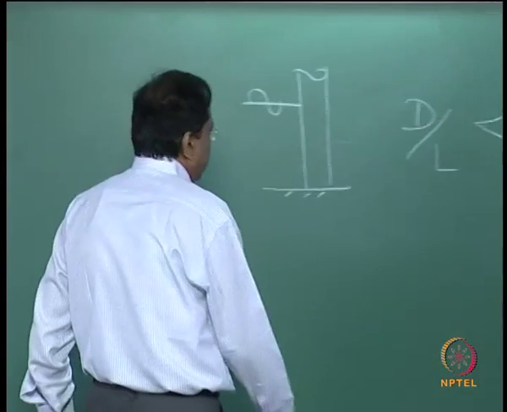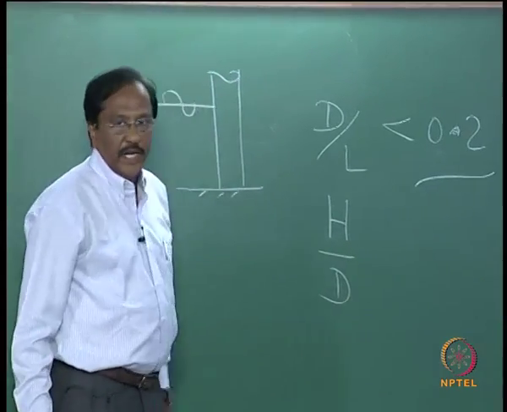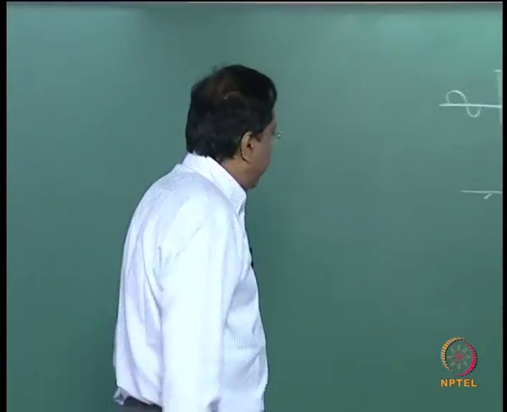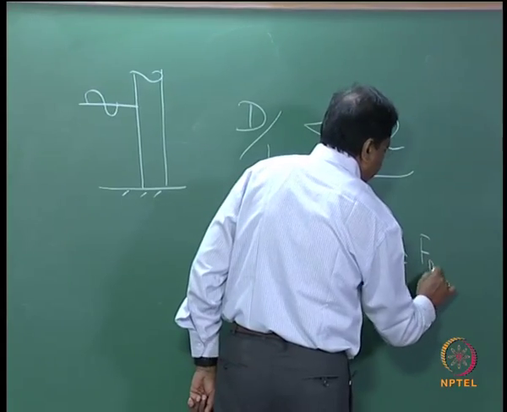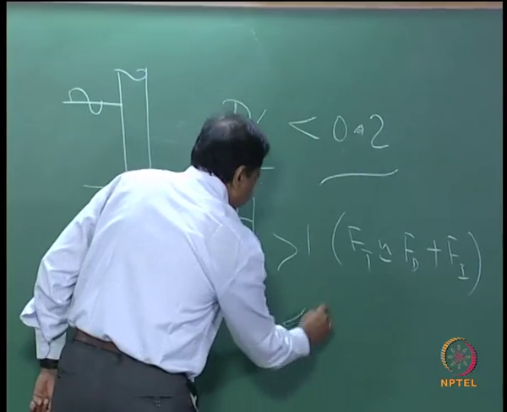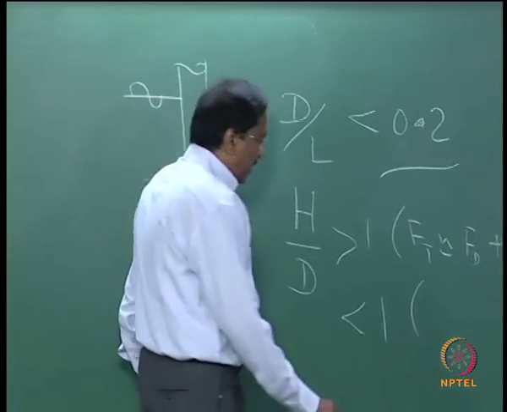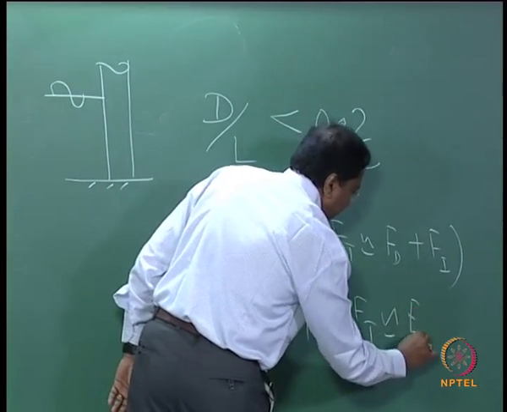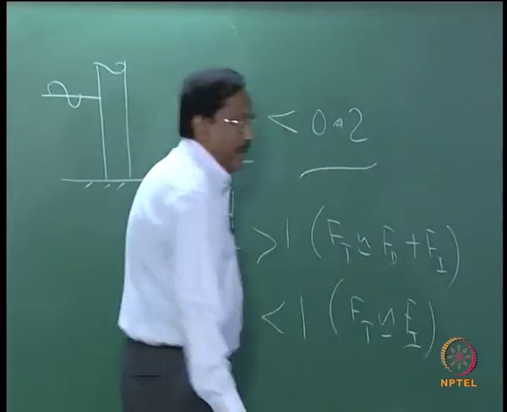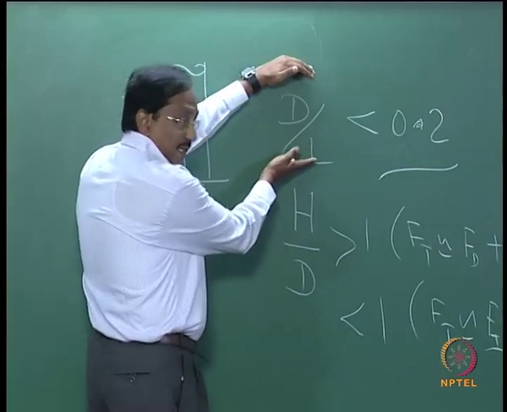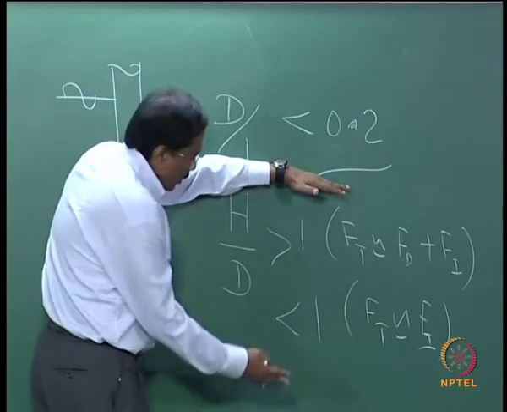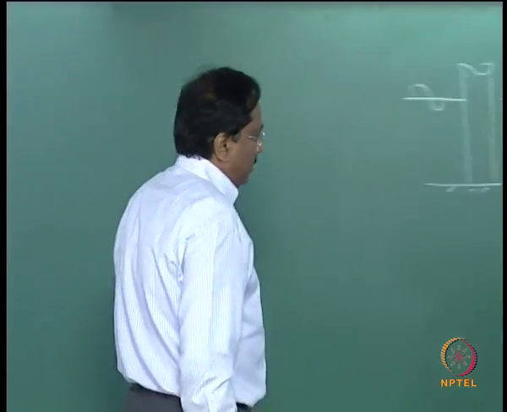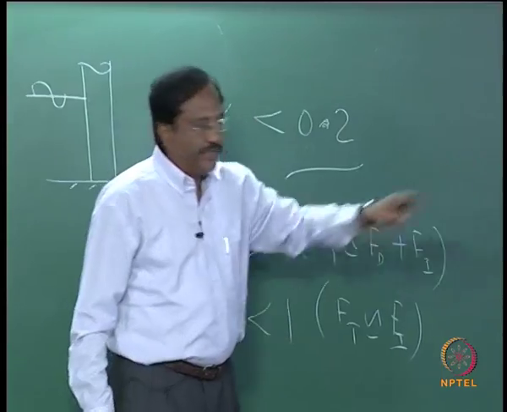We also have later, we will see, another parameter which is also important, that is the relative wave height, H divided by the diameter D. If it is greater than 1, then we can say that the total force will be drag force plus inertia force, and if it is less than 1, we can conveniently say that the total force is approximately equal to Fi, that is, the inertia force. This is one single condition, d by L less than 0.2. Under this d by L less than 0.2, you have two conditions, H by D greater than 1 or less than 1. This drag force and inertia force we will be seeing immediately after this slide.